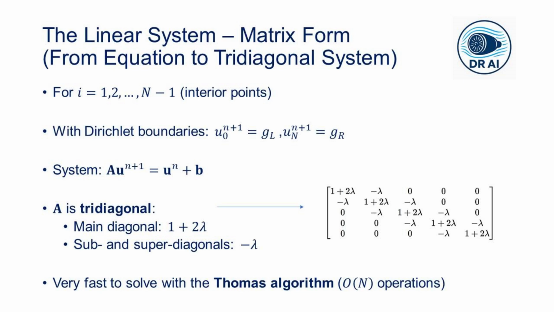So the key takeaway over here is that by using an implicit scheme, we have turned a time marching problem into a linear algebra problem at each time step. The extra work is worth it because we can now take much larger time steps without worrying about the stability.